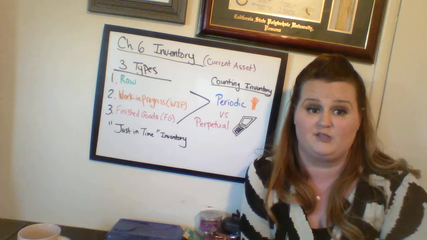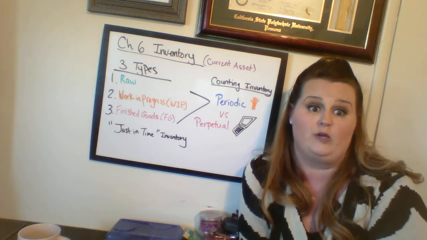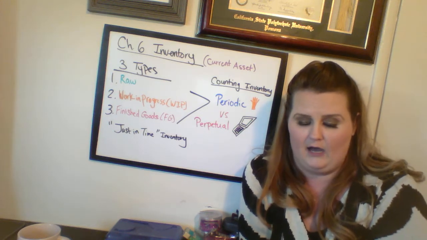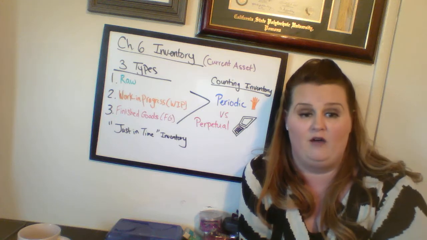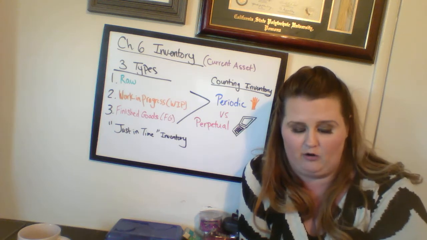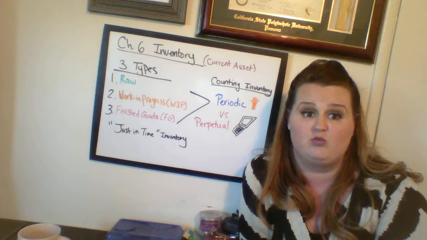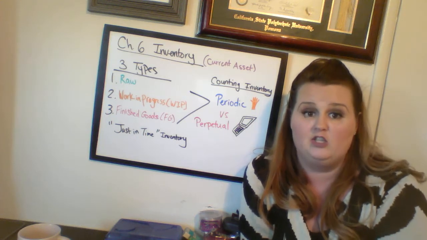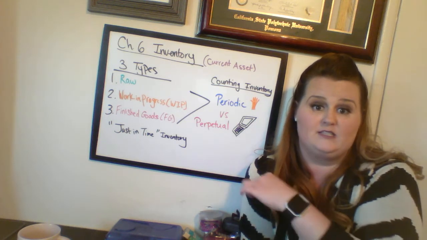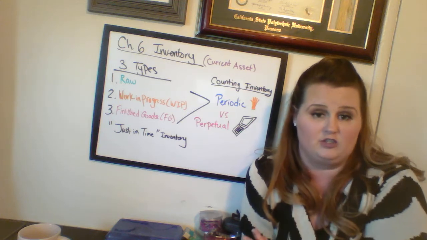Finished good inventory is product that's ready to go to the retailer at any given notice. Those are products that already have manufacturing labor in them, already have packaging in them, and are ready to go. It's a sold good. So we count inventory in two ways. One is called perpetual, and the second is called periodic.